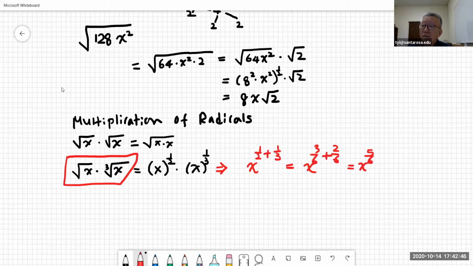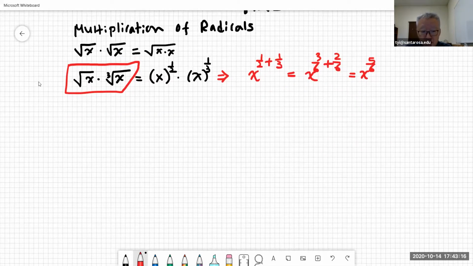So it's not impossible if you have a different index. You can still do it. The problem is that you're probably going to have to convert to rational exponents in order to do that. But if you do have the same index, you're just going to multiply whatever is inside. Okay? So let's try a few examples using this idea.